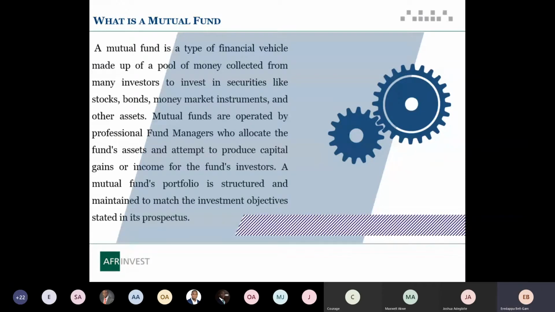So a mutual fund is a type of financial vehicle that's made up of a pool of money collected from many investors to invest in securities like stocks, bonds, money market instruments. So basically, different people come together, pool funds together, and then invest in mutual funds. So it is a vehicle that gives you access to other securities like stocks, bonds, and money market instruments. Mutual funds are typically managed by a fund manager who allocates the fund assets and attempts to produce capital gains and income for the fund's investors.